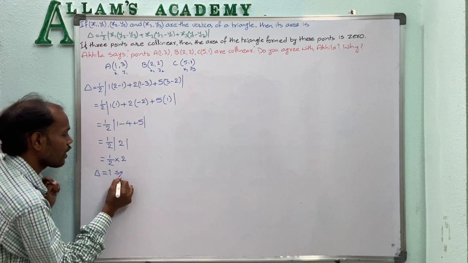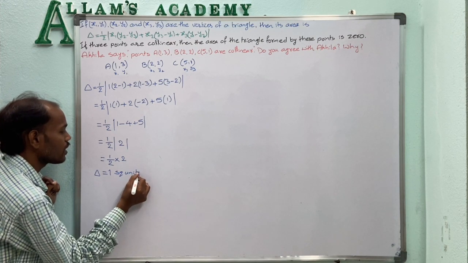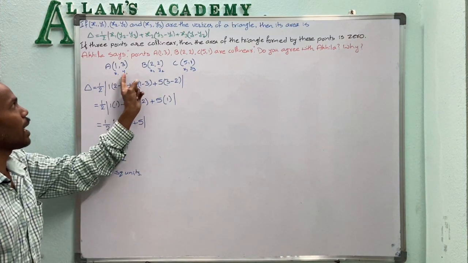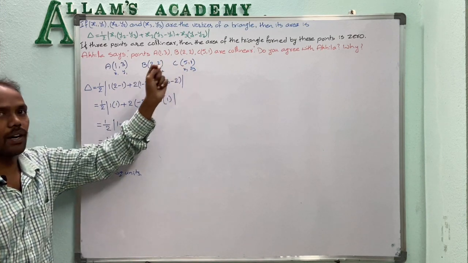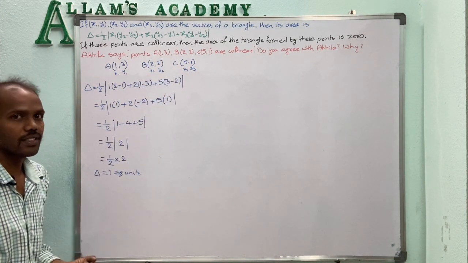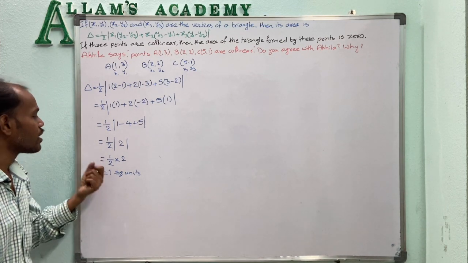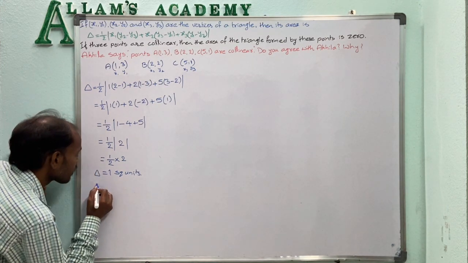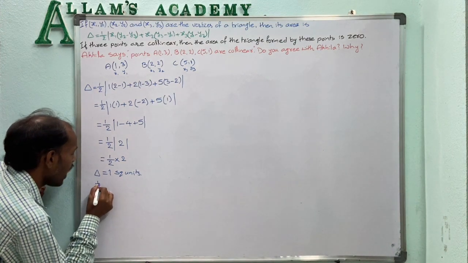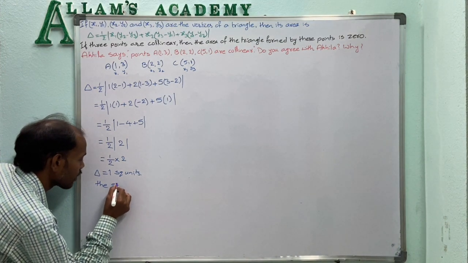So the area of the triangle using the points 1 comma 3, 2 comma 2, 5 comma 1 is 1 square unit. That means here we did not get the area of the triangle as 0. So here the given points are not collinear.